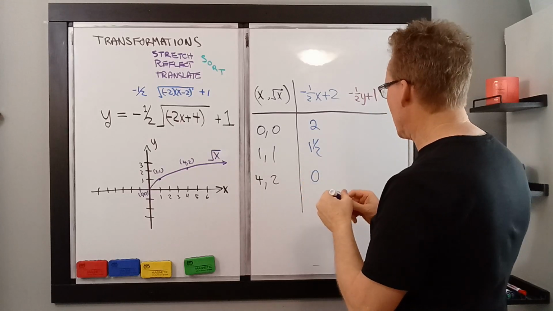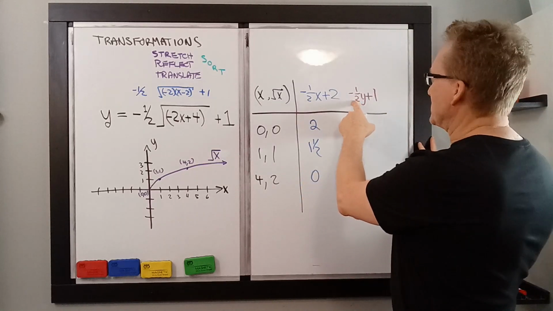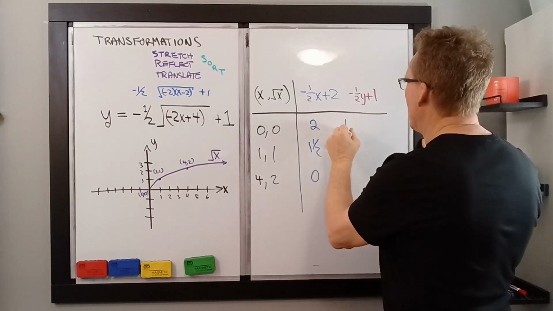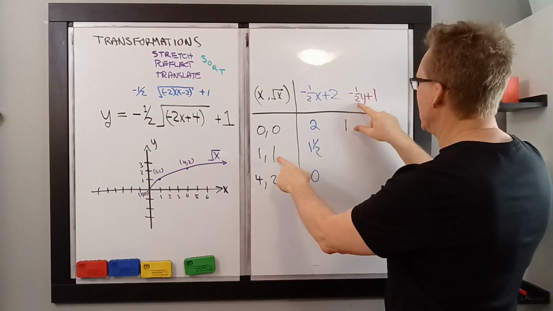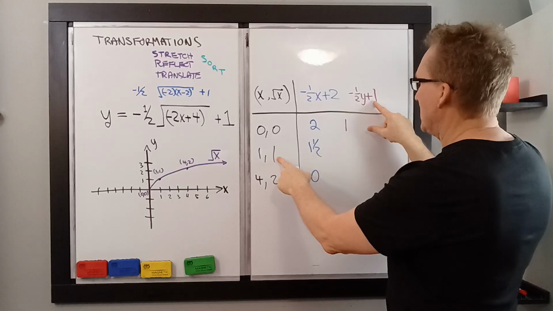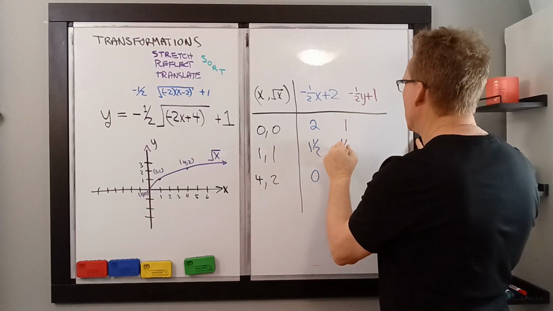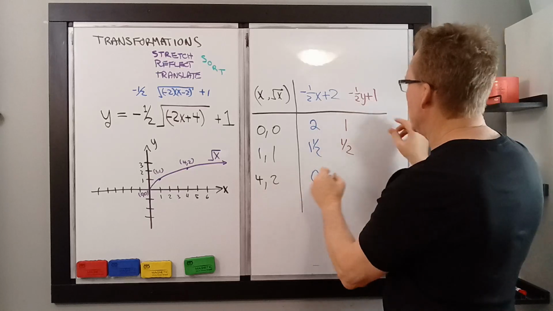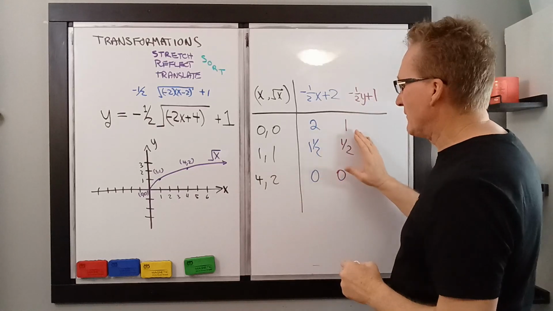Now for the y's, I'm going to use a different color. And it's very similar. This times this is 0, add 1, there you go. This times this is -1/2, add 1, and we get what? 1/2. This times this is -1, and we get 0. So here we have a couple of points.